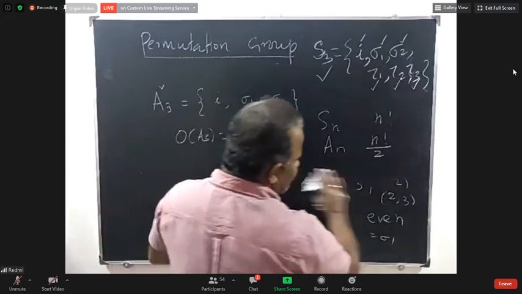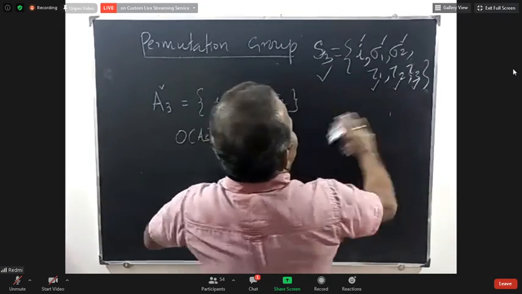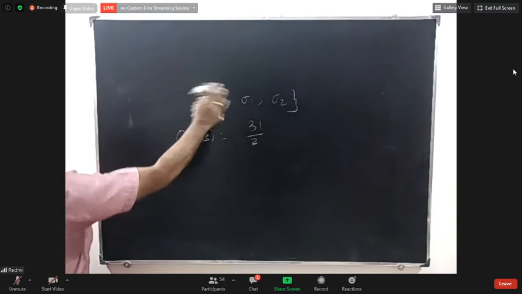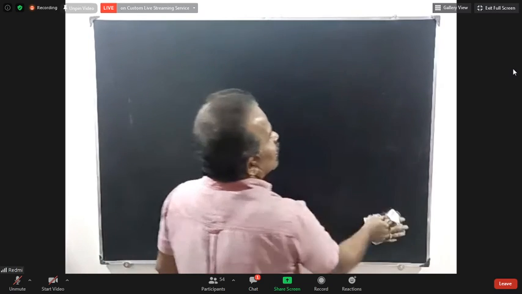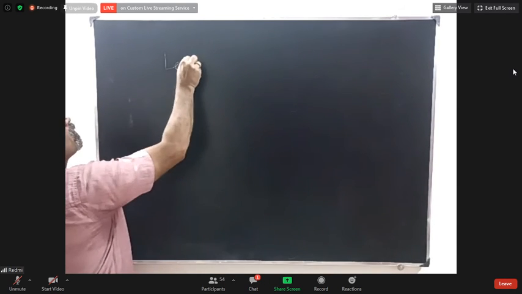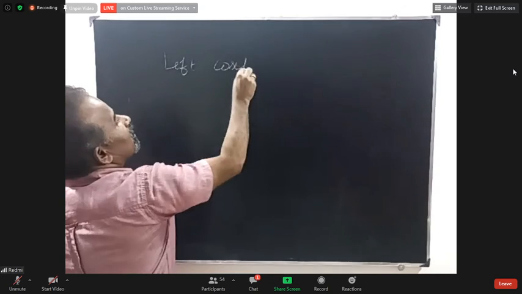If we take S4, we get 4 factorial, therefore 24 permutations. These are all the permutations. Very important concept. Then left coset and right coset.